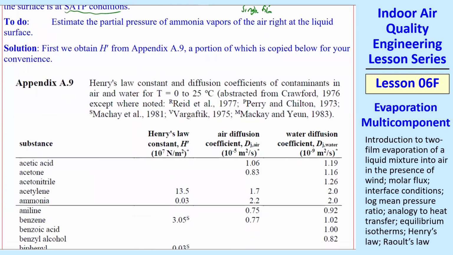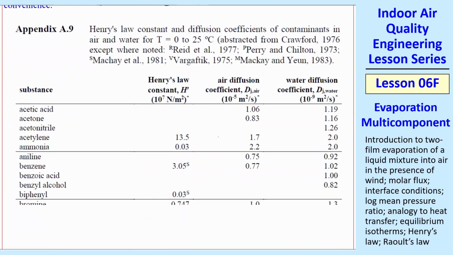The first thing we need to do is obtain H prime from Appendix A9. I'm showing this because there's always problems with the way this is listed with 10 to the 7th. A lot of books do this, and we did this in our book. We don't like to keep typing out that 10 to the 7th for each entry, so we put that in the title. So if you take ammonia, Henry's law constant, H prime, is 0.03 times 10 to the 7th from here, and the units are Newton per meter squared. So it's the same units as pressure, as it must be by Henry's law, so that you can get your PJI in units of pressure.